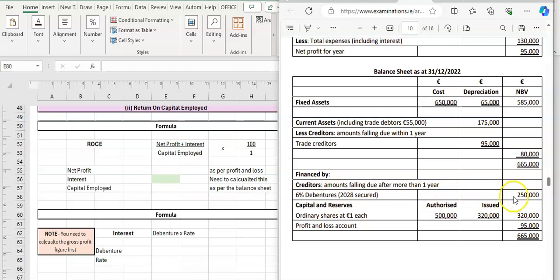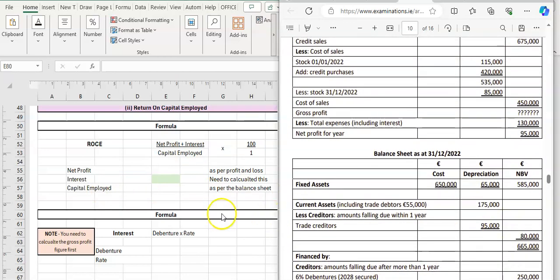So the debentures are 250,000. The rate of interest is going to be 6%. So you can multiply 6% by 250,000 to get your interest. And then the third figure you need to find out is our capital employed. Your capital employed is the very last figure at the end. So let's fill in these figures first.